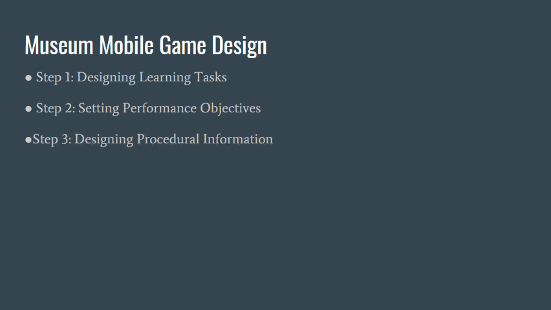Step 3 is designing procedural information. Once learning tasks are specified and performance objectives are defined, to advance through each learning task, procedural design is the next step. This step involves creating instructions that the student can use to understand how to play the game and advance through all of the performance objectives.